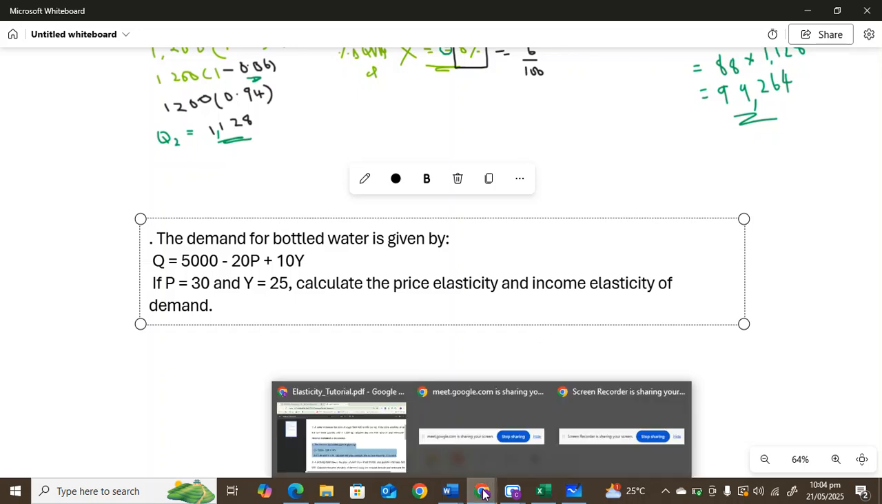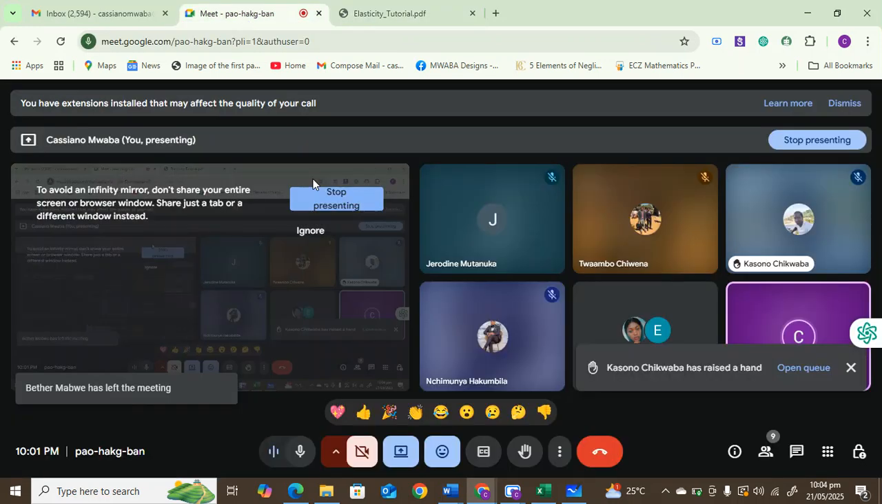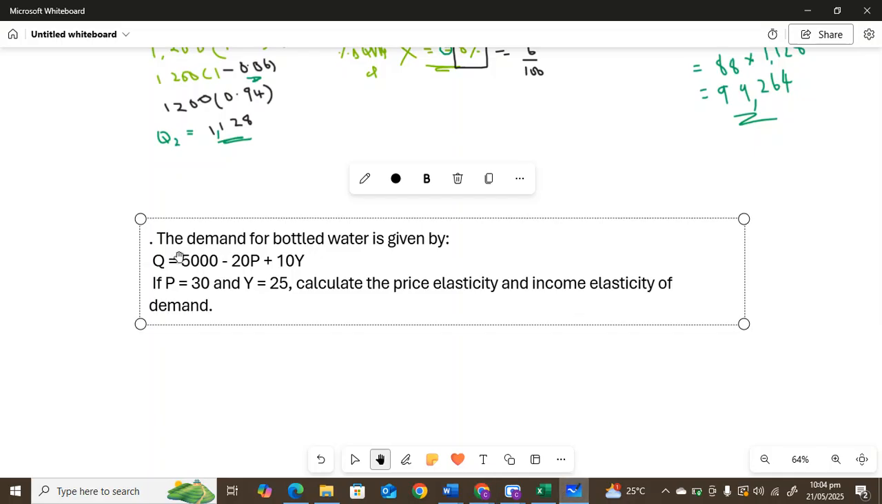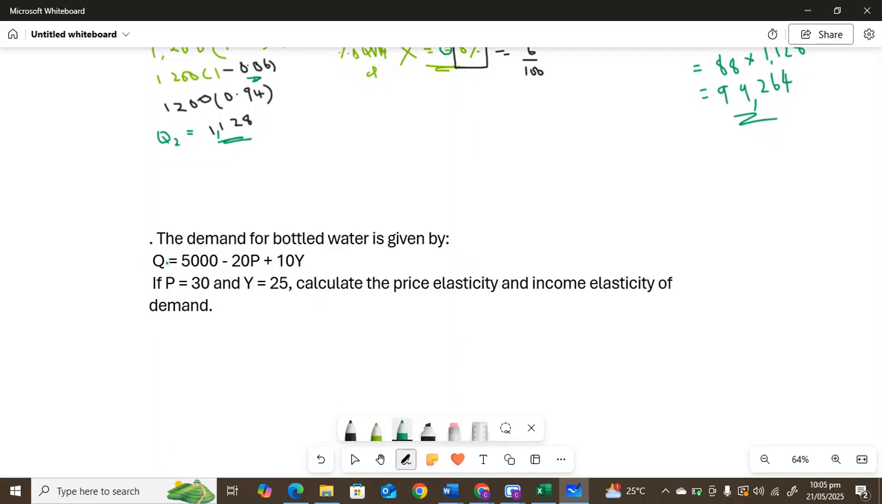Colleagues, when we say multivariable, it just means apart from price, there are other factors that can also affect quantity demanded. Usually you're used to seeing a demand function with just a Q and a P. But here we can see a Y. Y represents income. Whenever you see a Y or M in these demand functions, it represents income. So in this demand function, quantity demanded is affected by two things.